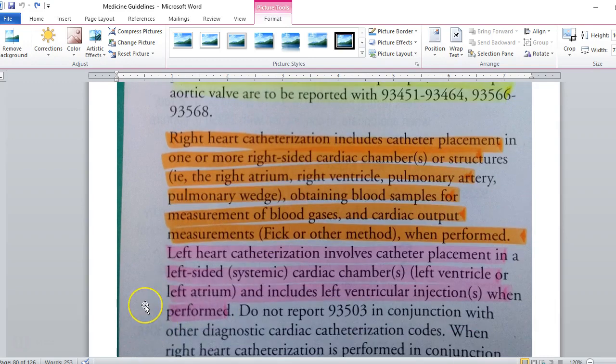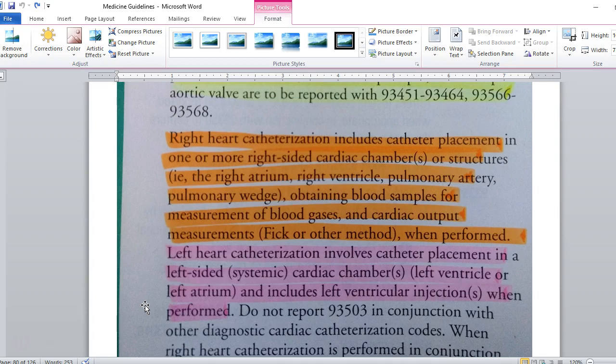Now, it's going to go through the differences between the right and the left. And so the big thing here, again, is what is included. We have a right heart catheterization, we have a left heart catheterization, we have a combined right and left heart catheterization, and then while we're already in there, we can do other testing. So again, what's included? Let's see.